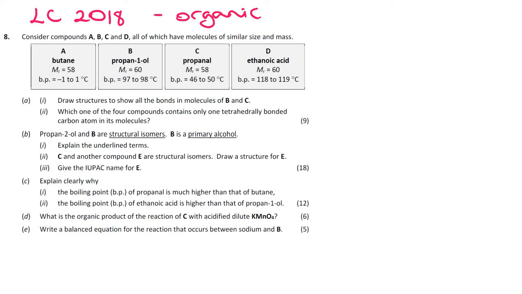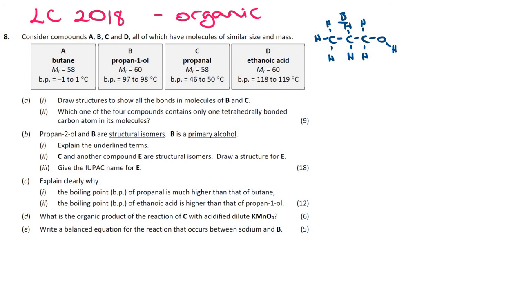Here I'm going to go through a Leaving Cert past paper question from 2018 in chemistry. It's an organic question, Question 8. It says, draw the structure to show all the bonds in the molecules of B and C. So here you've got B is propan-1-ol, a three carbon chain alcohol. Because it's propan-1-ol, the OH group is on the terminal carbon, the one at the end. It doesn't matter which side you put it on. Okay, so that's propan-1-ol.